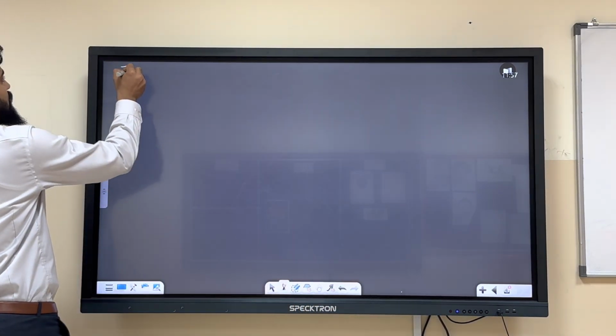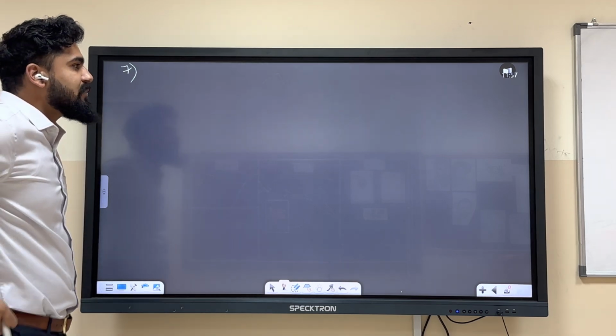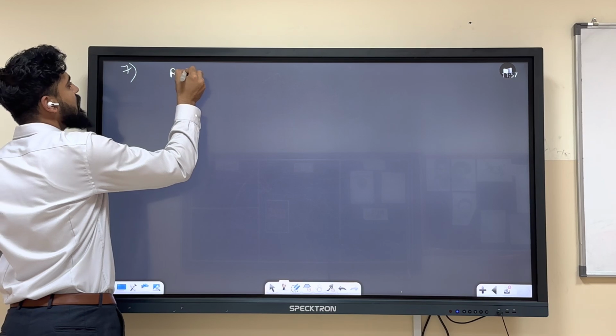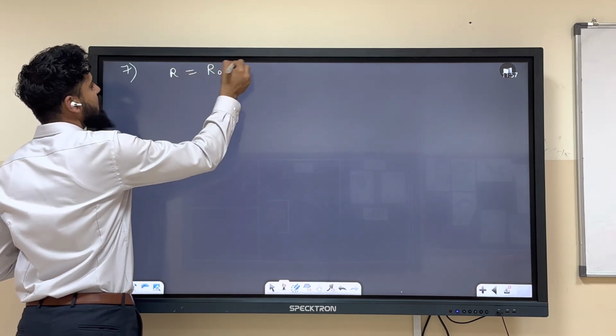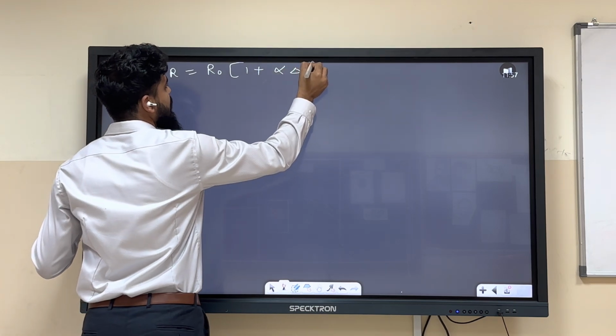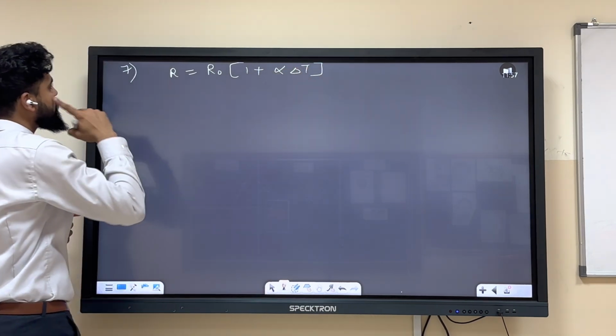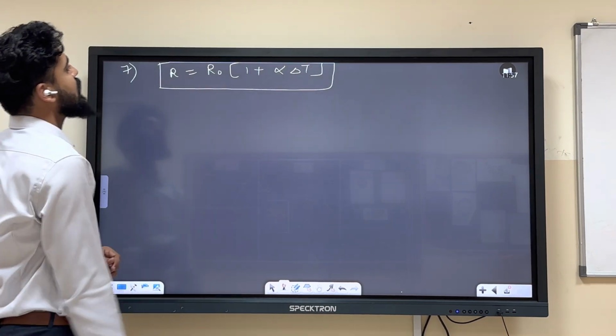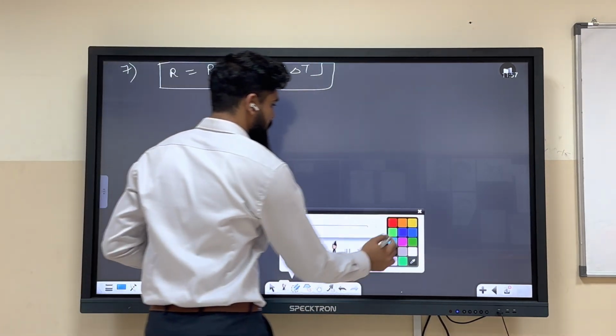Now point number 7. What can we write in point number 7? See, R changes as R equals R0 times (1 plus alpha delta T). So R changes like this: R equals R0 (1 plus alpha delta T). So R is what?